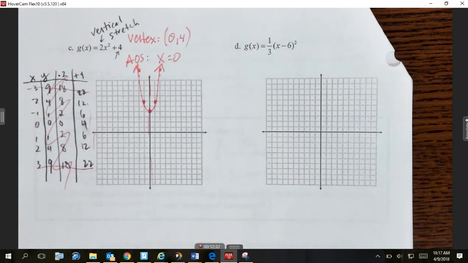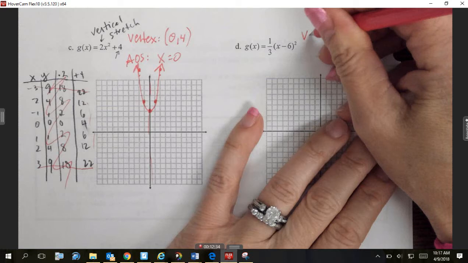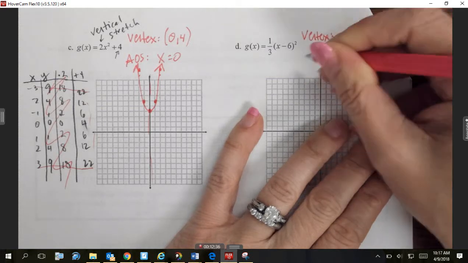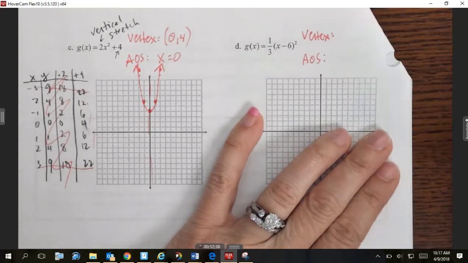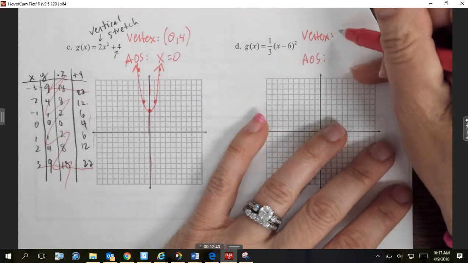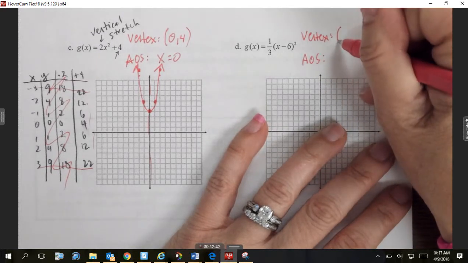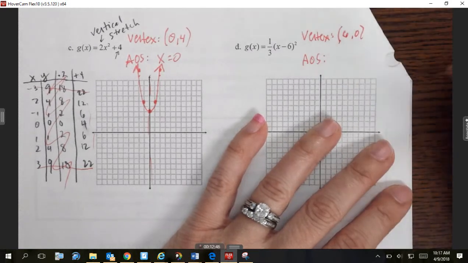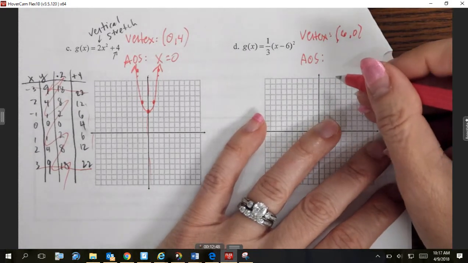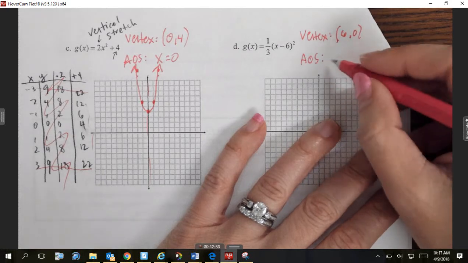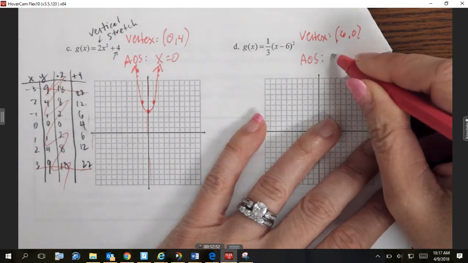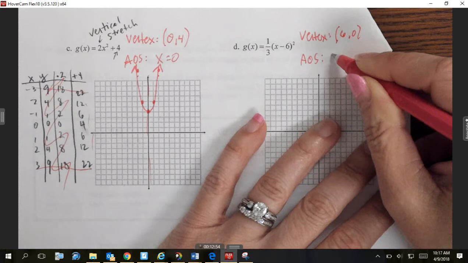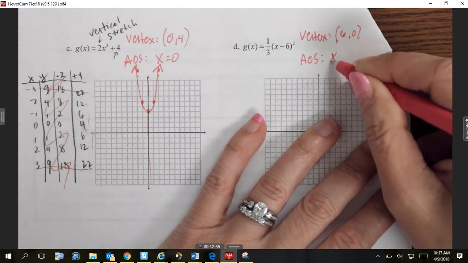Okay, and then we're on question D. Question D is in vertex form, so we can find the vertex right away, and we can find the axis of symmetry from that. Joey, what's the vertex? 6, 0. Yeah, good. So that makes, Tosh, what's the axis of symmetry? X equals 6. Yeah, x equals 6.